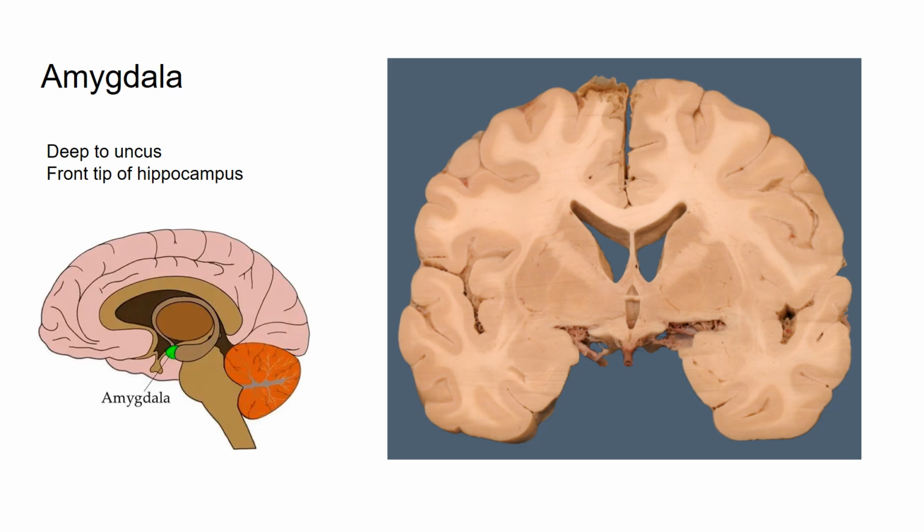Okay, and then our amygdala. Our amygdala is, like I said earlier, deep to the uncus. It also is right on the tip of our hippocampus. The best way to see it would be to point it out on a gross specimen. So let's look here. We have our anterior commissure, our fornical columns. Typically, when we look down here to our parahippocampal gyrus, we would be seeing our hippocampus.